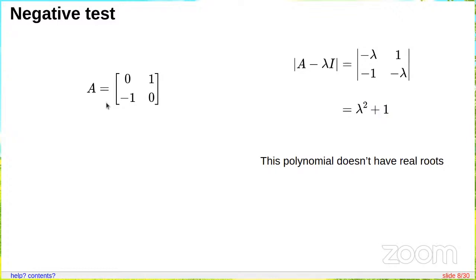It'll come up in week 5. Week 5 is all about complex numbers. So there is a heavy use of complex numbers in week 5. We'll see all that. So for now, there are no real eigenvalues.